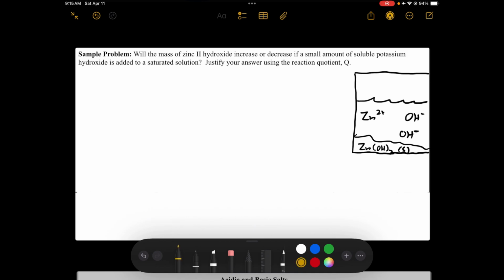The question asks, if you add a small amount of soluble potassium hydroxide, will the mass of that increase or decrease? So let's talk about that. What we're doing is we're introducing some potassium hydroxide into that solution. And what this question wants to figure out is this mass of solid zinc hydroxide, does that increase or decrease as a result of adding potassium hydroxide into this solution? So that's what's going on. We have our solution of zinc(II) hydroxide. We add some potassium hydroxide into it. Do I get more solid or do I not?